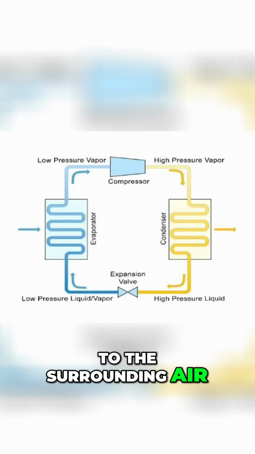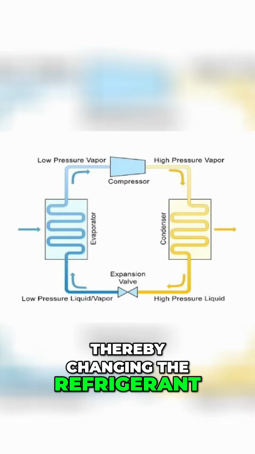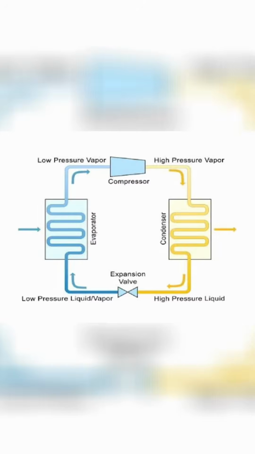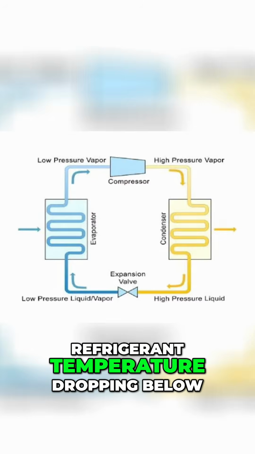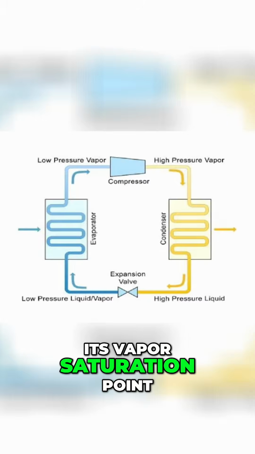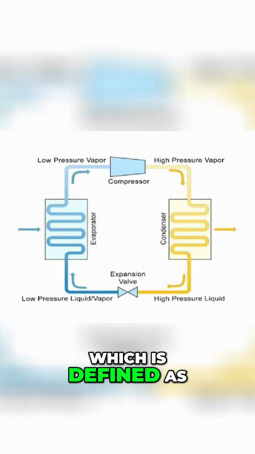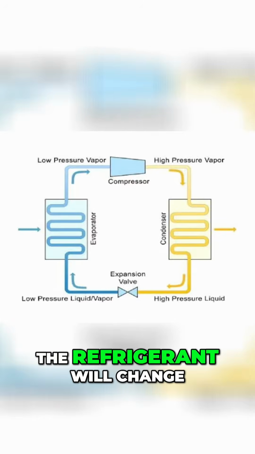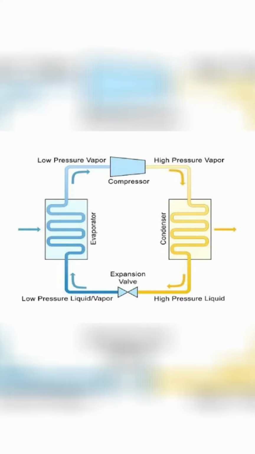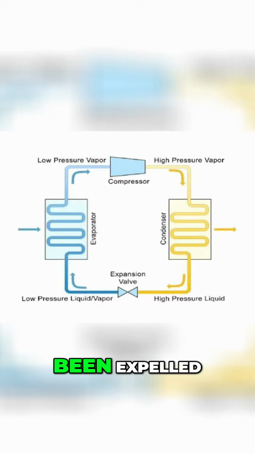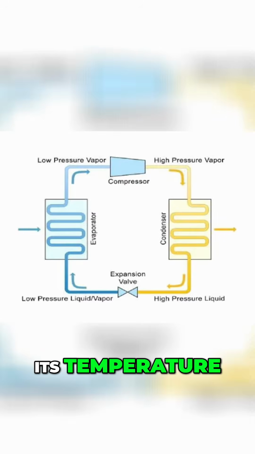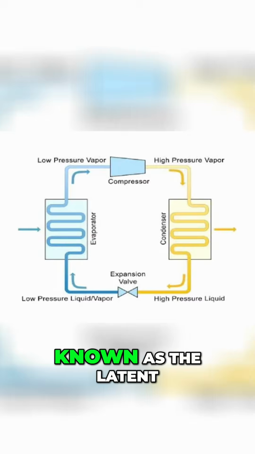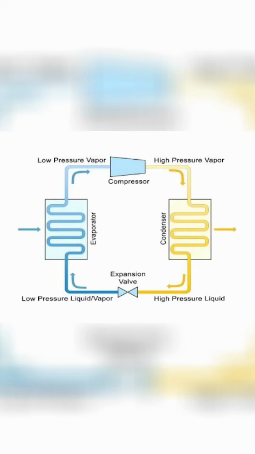the surrounding air, thereby changing the refrigerant from a vapor to liquid state. That change of state is caused by the refrigerant temperature dropping below its vapor saturation point, which is defined as the temperature at which the refrigerant will change from a vapor to a liquid. The heat that has been expelled changes the state of the refrigerant without changing its temperature, and this heat is known as the latent heat of condensation.